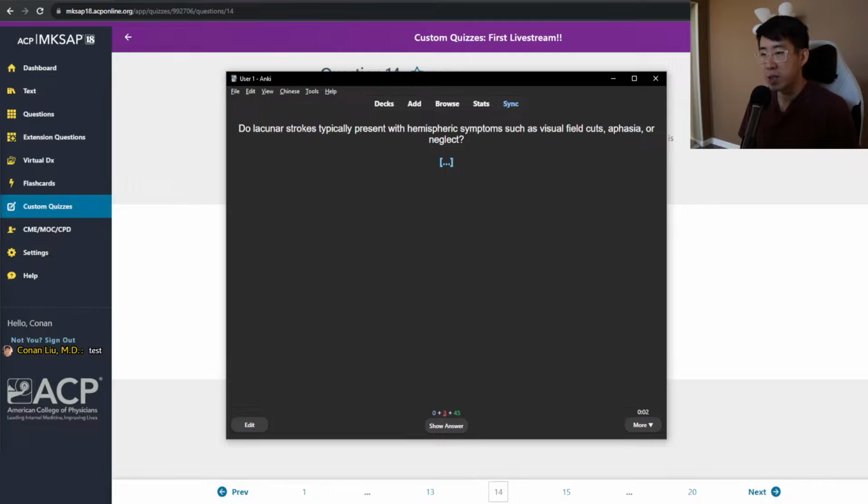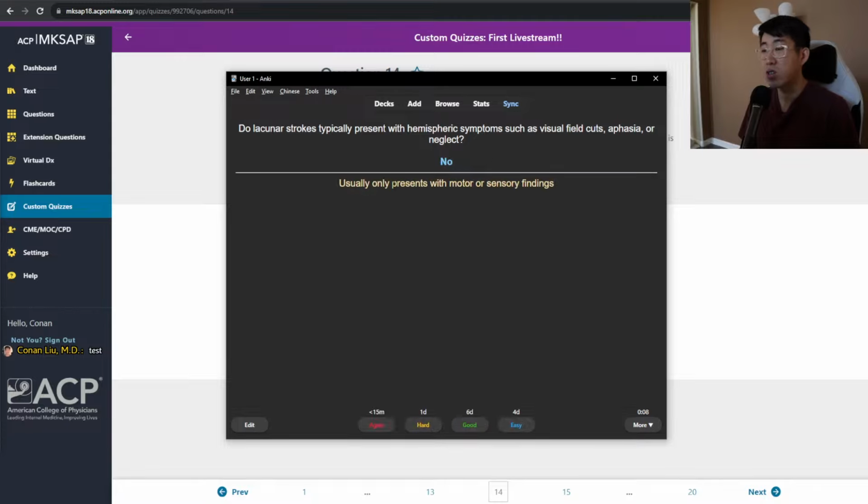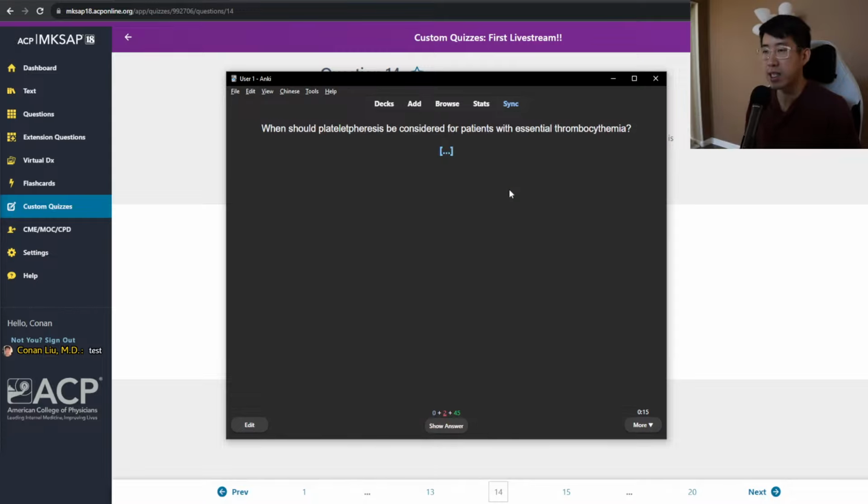Do lacunar strokes typically present with hemispheric symptoms such as visual field cuts, aphasia, or neglect? The answer is no. Usually only presents with motor or sensory findings, which can differentiate a little bit from some of the cortical strokes that you might see.